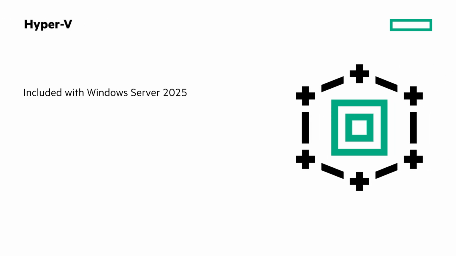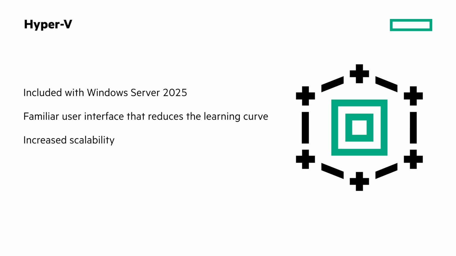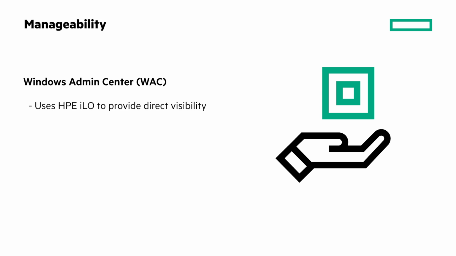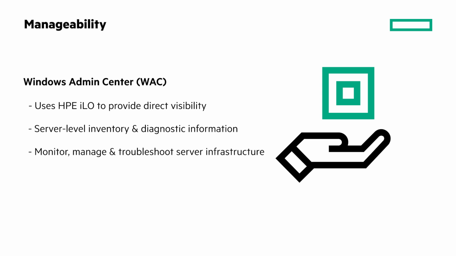Microsoft Hyper-V is included with Windows Server 2025 and uses a familiar user interface that reduces the learning curve. Increased scalability with larger virtual machines supporting 240 terabytes of RAM and 2048 virtual processors. Customers can manage virtualization with Windows Admin Center, a locally deployed, browser-based advanced toolset for hybrid and on-premises server management at no additional cost. Windows Admin Center uses HPE iLO to provide direct visibility to server-level inventory and diagnostic information used to monitor, manage, and troubleshoot server infrastructure.